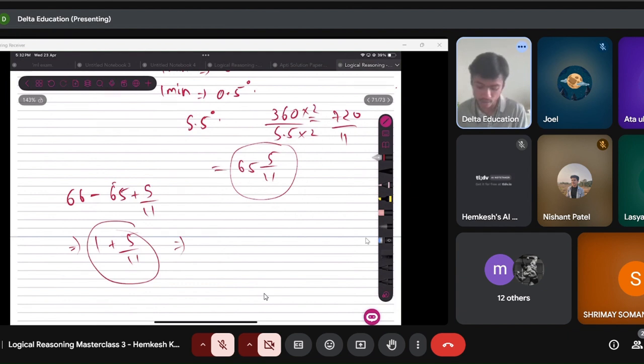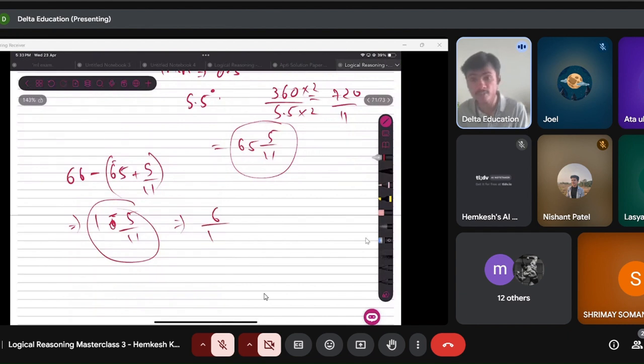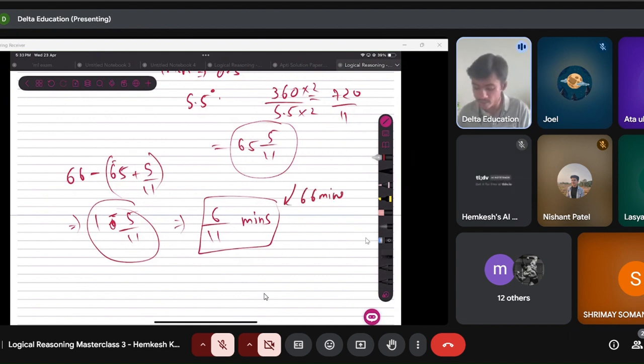Just a second. This would be plus over here, but here it would be minus. Yes. So it would be slow by 6 by 11 minutes. It makes sense that it is slower by 6 by 11 minutes. And this is, by the way, in 66 minutes, this is the error of the clock. So if we want to find what the error of the clock is in 1 minute, we could simply do this.